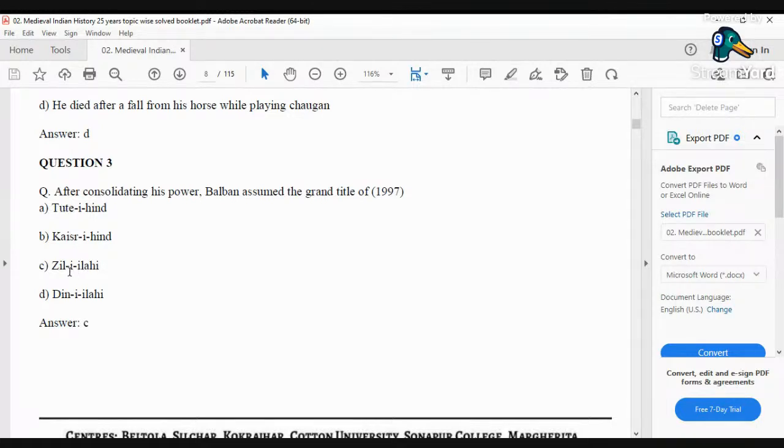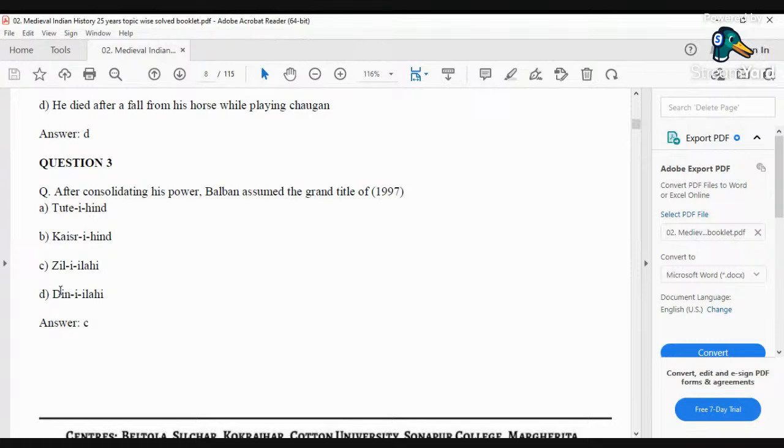And Zille Ilahi, we'll talk about it in a moment. Let's first talk about Deen Ilahi. Deen Ilahi, as we all know, was started by Akbar. It was not essentially a religion, but more like Ashoka's Dhamma, which had nothing to do with religion. It was more of a social code of conduct. Akbar picked up all the good things from all the major religions of the world and combined them into something known as Deen Ilahi. So Deen Ilahi is also not the right answer in this case. So we are left with only Zille Ilahi.